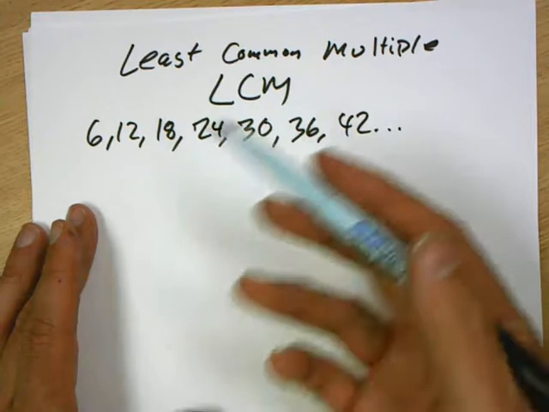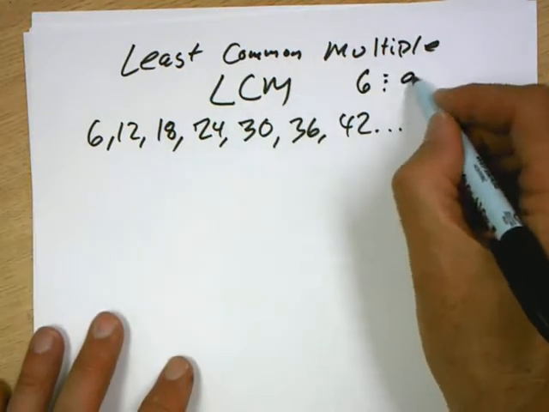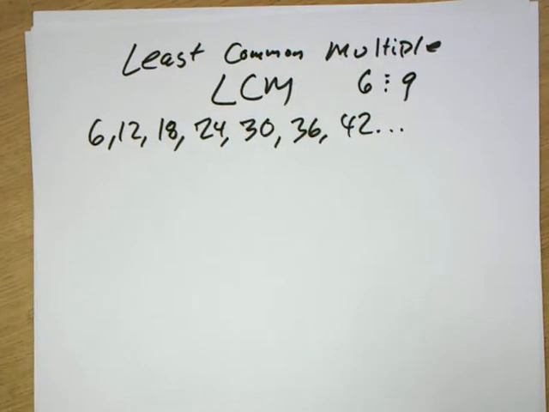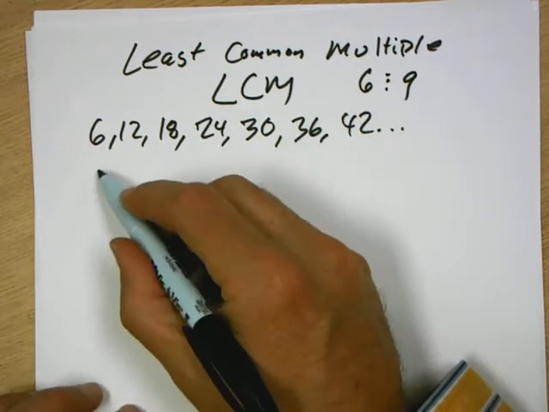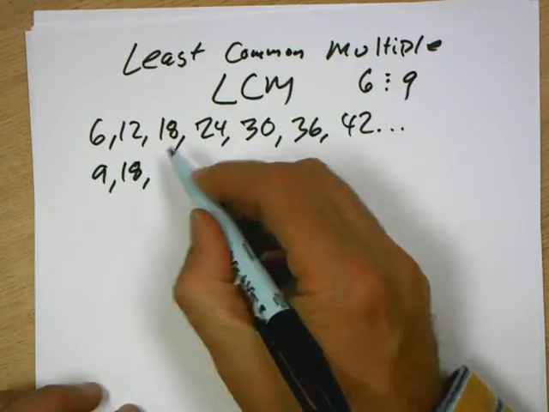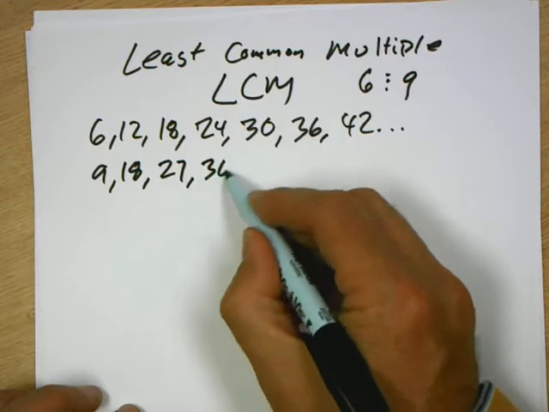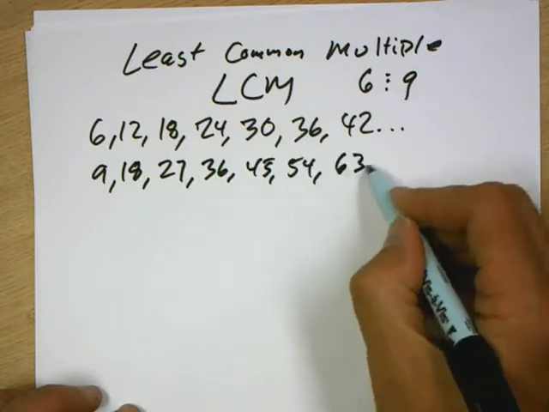And then, let's say we're looking for the LCM between 6 and 9. We would do that most likely if we were trying to write an equivalent fraction and coming up with a common denominator. So let's write the multiples of 9. Multiples of 9 start with 9, 18, 27, 36, 45, 54, 63, etc.